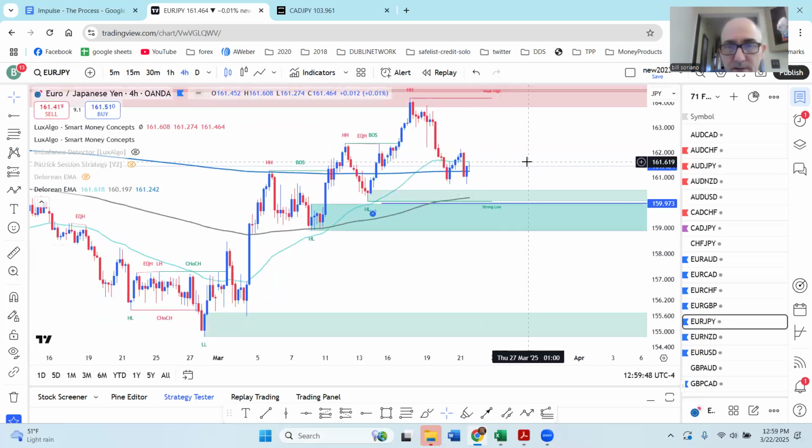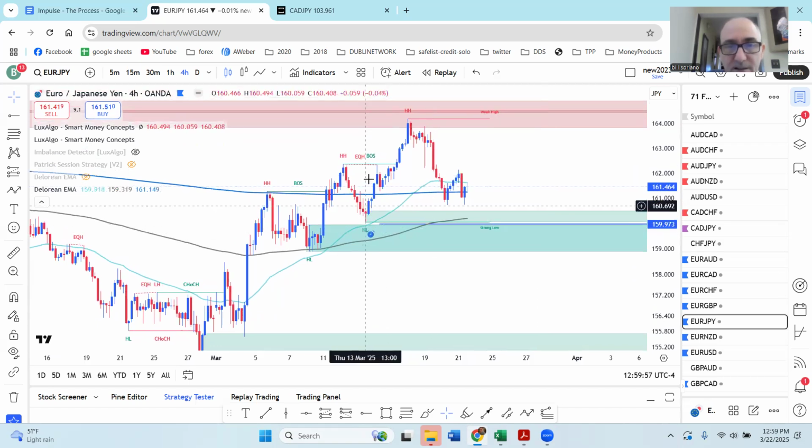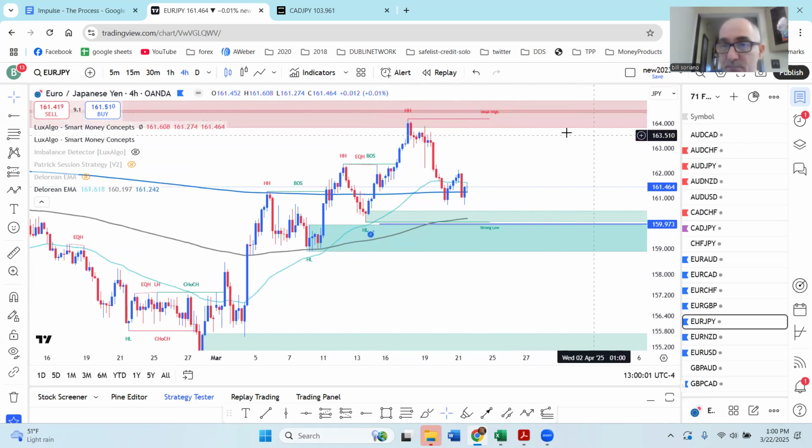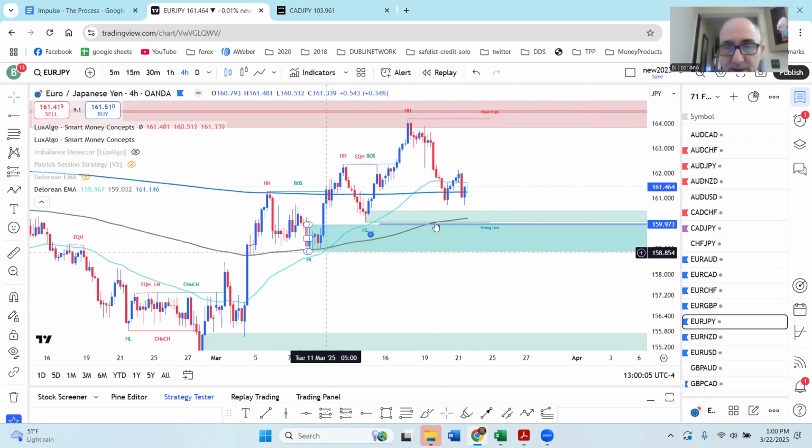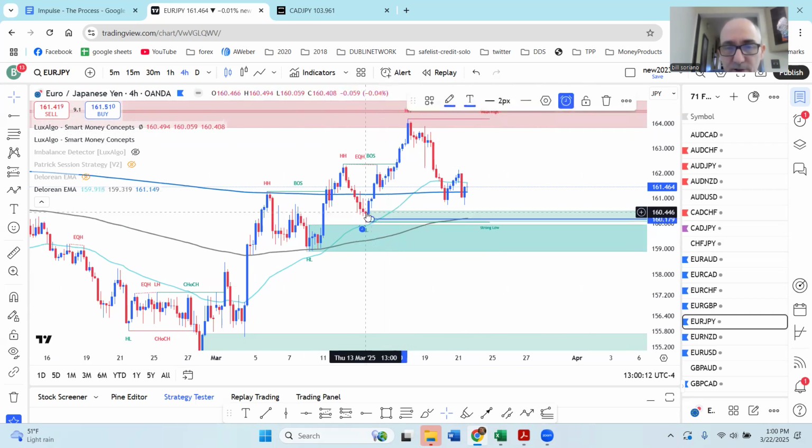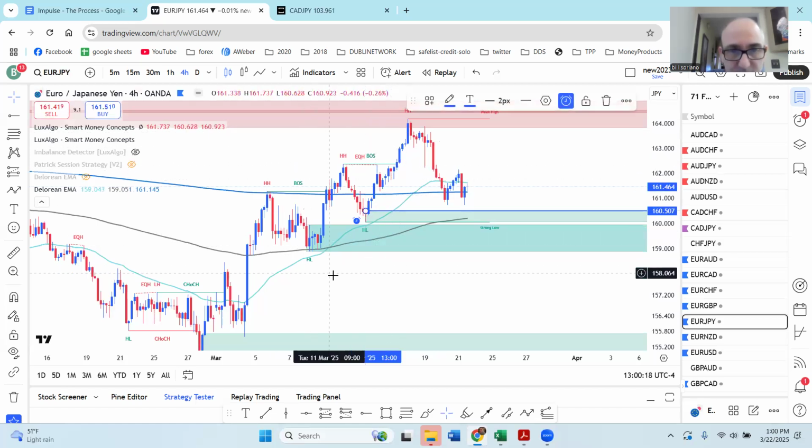EURJPY, same thing here. Price is just above our 800, so we're still looking to buy this. Again, price made a break of structure to the upside. It ran into this supply zone up here, and it reacted down off of it. But again, based on the EMAs here, we're looking to buy, and the indicator gives us a new zone here to trade from because we get this break of structure to the upside.